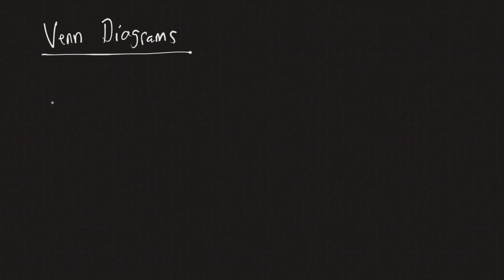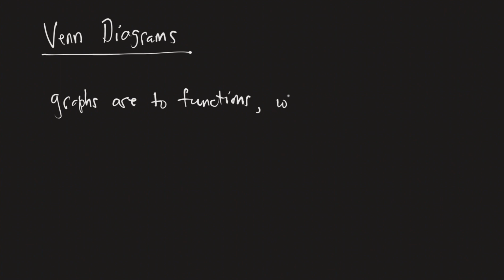So, graphs are to functions, right? Think about the graphs of functions: if I say a parabola, you know what it looks like, and a logarithmic graph, you know what they look like. So you can associate pictures with functions, which we call graphs. So graphs are to functions, I'll just put this in quotes.